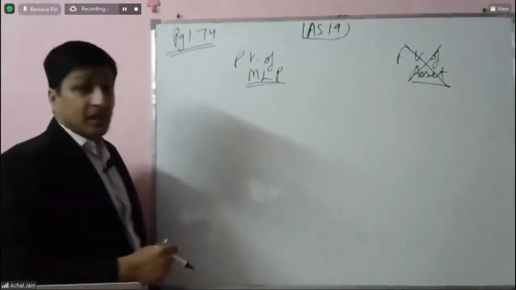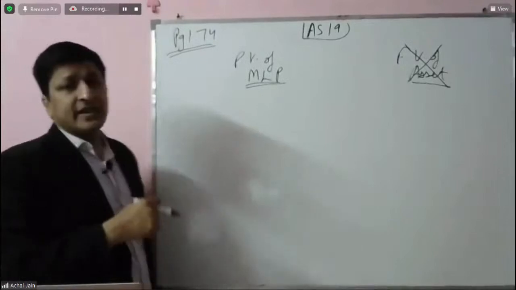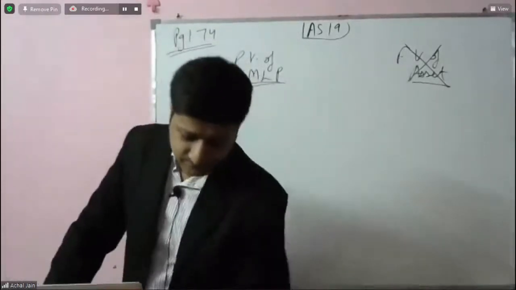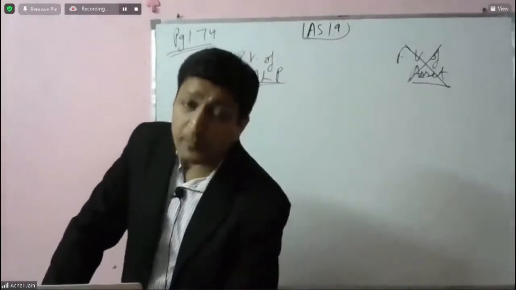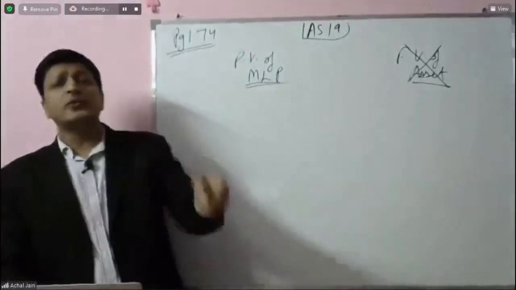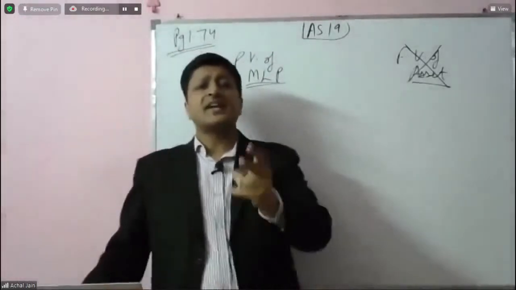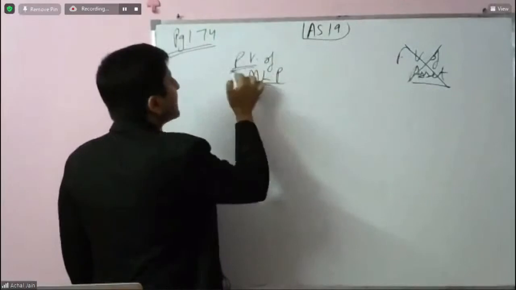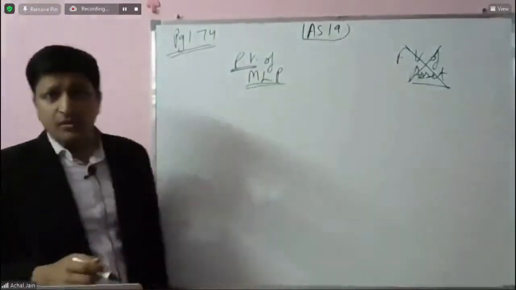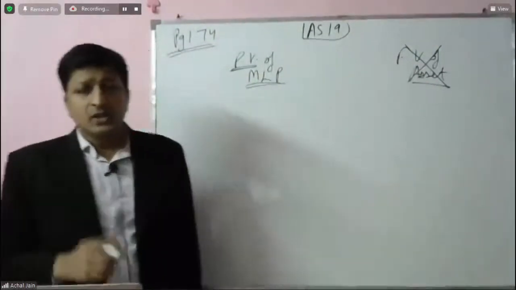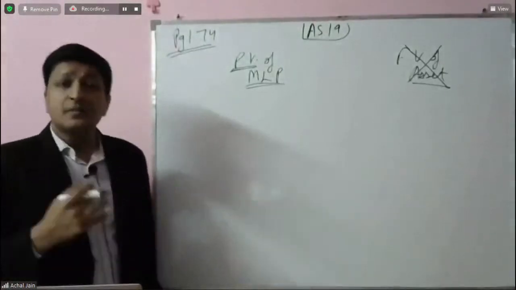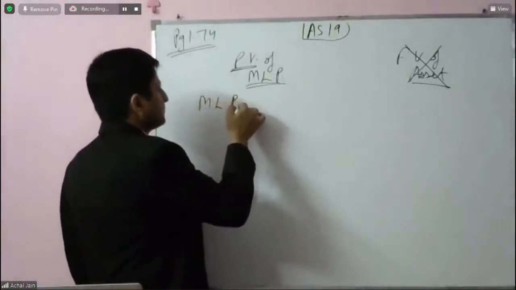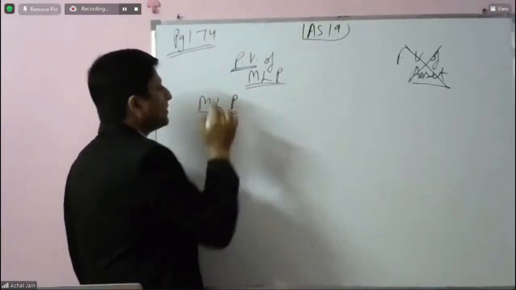MLP. Now this present value of MLP again involves two concepts. One is to compute MLP and then to compute its present value. So basically again two things are involved. One is to compute MLP and second is to compute its present value. Correct? So let's now try to understand the meaning of MLP.